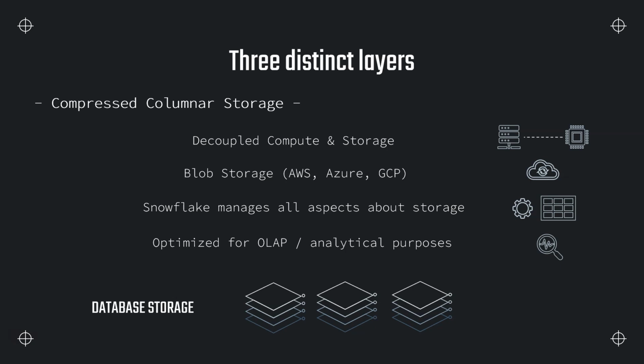So it's not used in OLTP databases, so transactional databases where we have a lot of write operations. Here we want to read the data. We want to quickly make analyses and get the data out of the database. This is what this layer is optimized for. So we have the so-called compressed columnar storage.